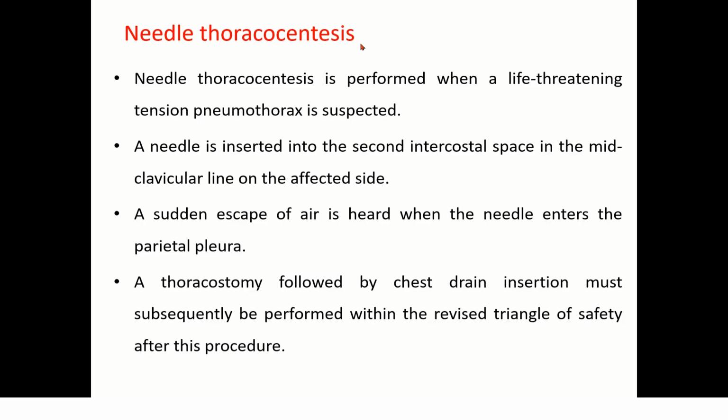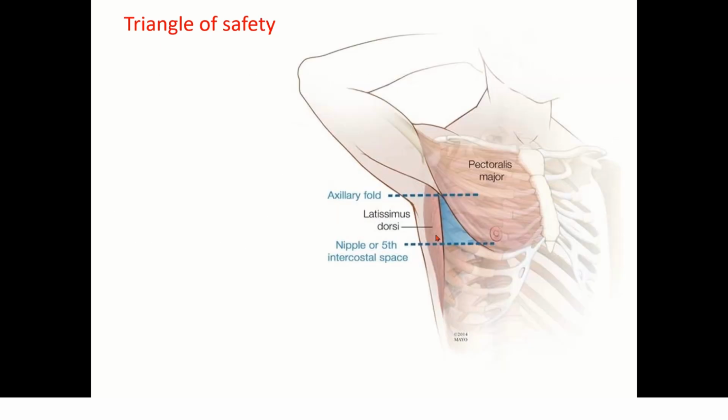Needle thoracocentesis is performed when a life-threatening tension pneumothorax is suspected. A needle is inserted in the second intercostal space in the mid-clavicular line on the affected side. A sudden escape of air is heard when the needle enters the parietal pleura. A thoracostomy followed by chest drain insertion must subsequently be performed within the revised triangle of safety after this procedure. You can see here, this is the triangle of safety: the anterior fold, the posterior fold, and the nipple or fifth intercostal space. This determines the triangle of safety.